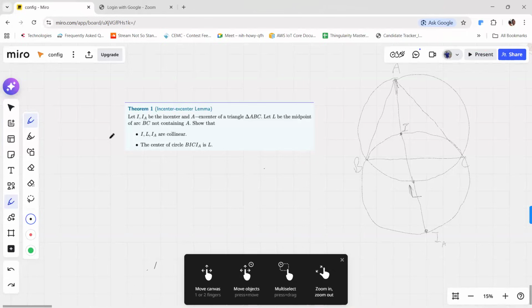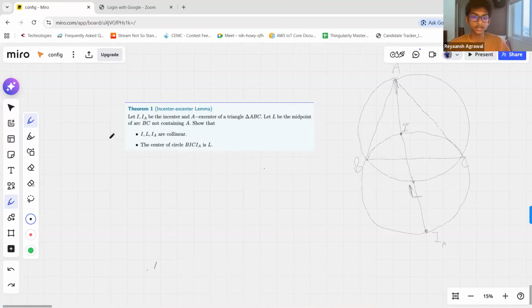Yes, it's visible. Alright, so we'll be doing configs today. I hope you all are familiar with this basic config, the incenter-excenter lemma, but just in case, we'll go through the proof of it.